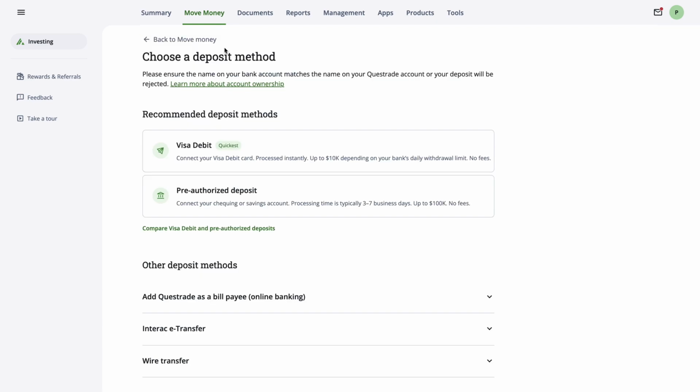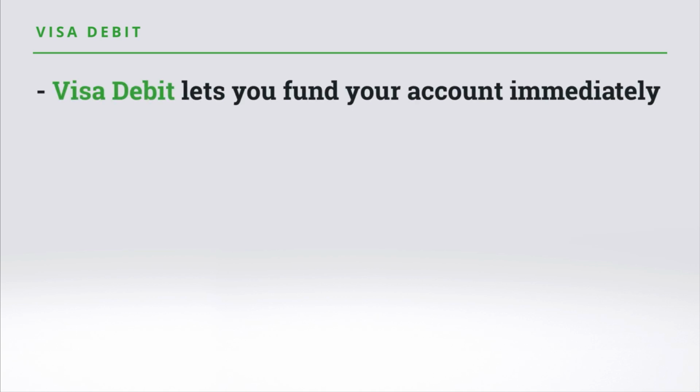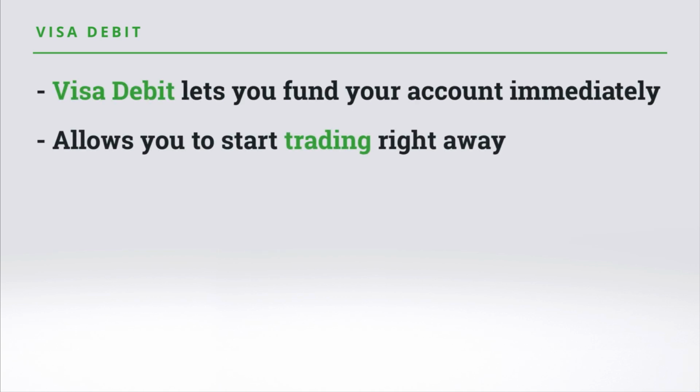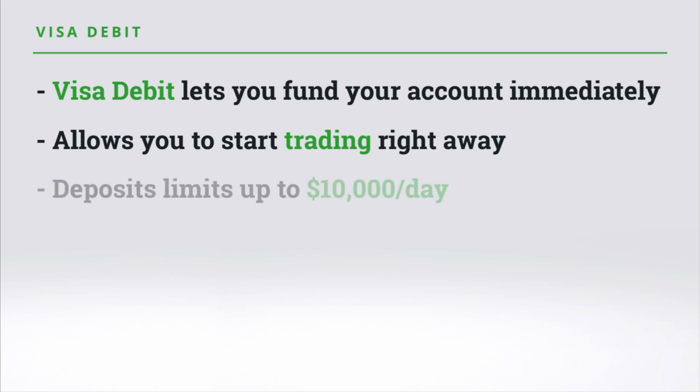The fastest and most popular method of funding your account is through Visa Debit Deposit. Perfect for investors on the go, Debit Deposit lets you fund your account immediately. This allows you to start trading right away, without having to wait for your request to be processed.